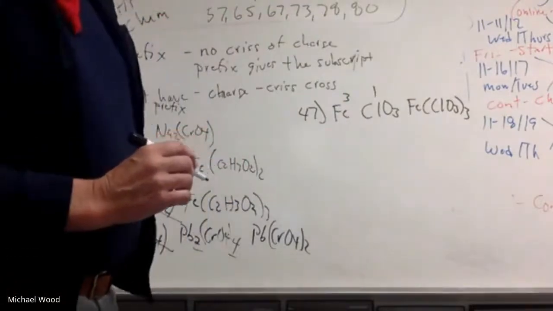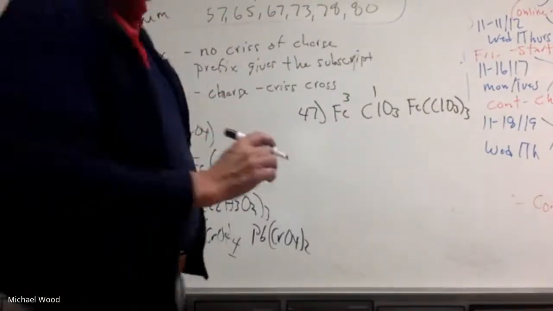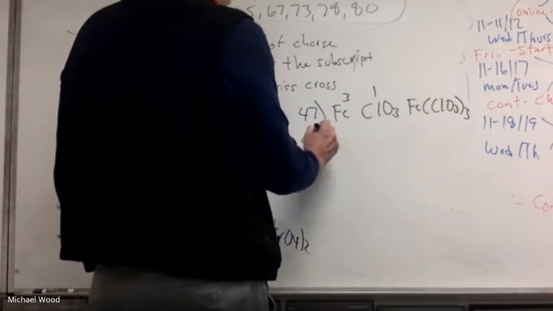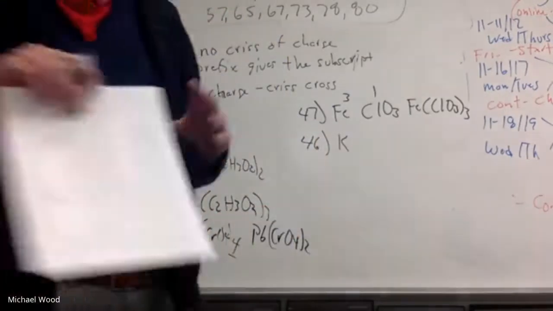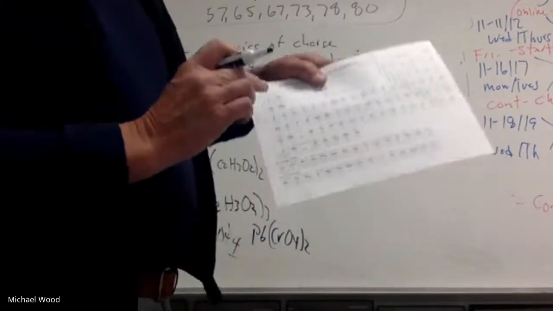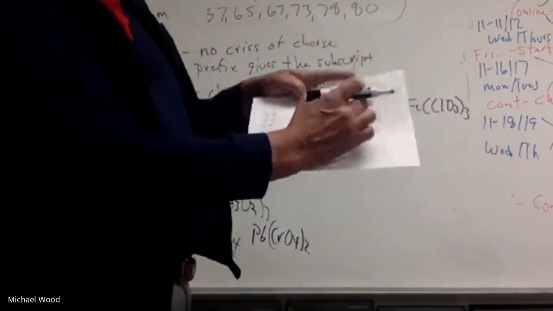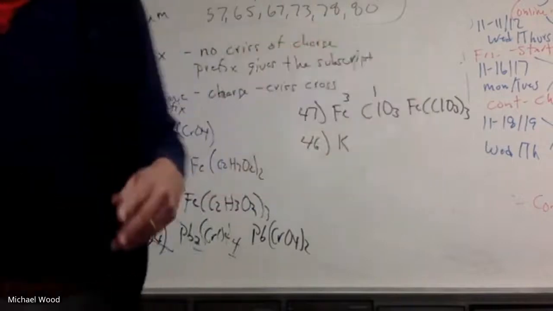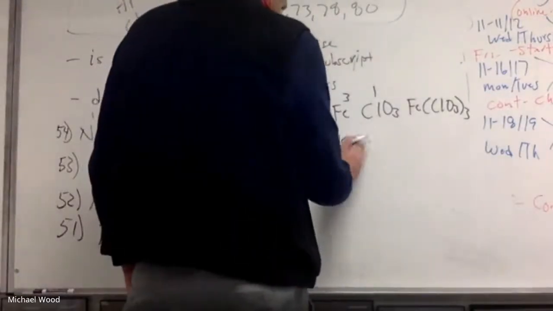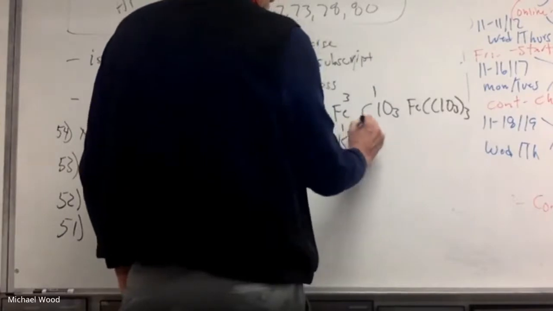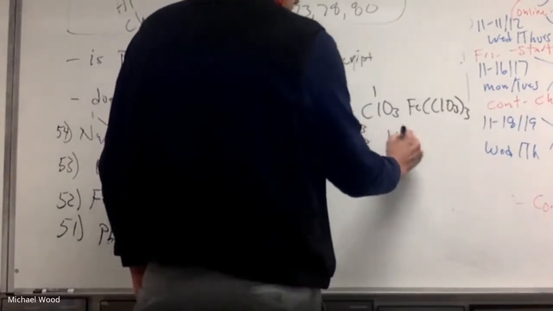Okay, and then I have one, again still no prefix, 46. Potassium phosphide. So again, I'm using the periodic table, no prefixes. So I look up potassium. Potassium is a 1. Phosphide is talking about just phosphorus by itself, not a polyatomic ion. So 1 and 3. So if I cross those over, I get K3P.